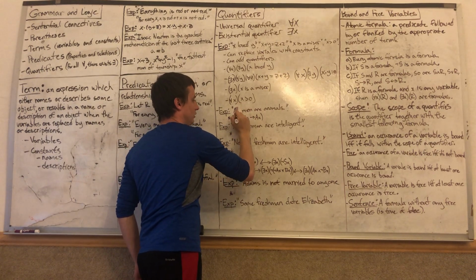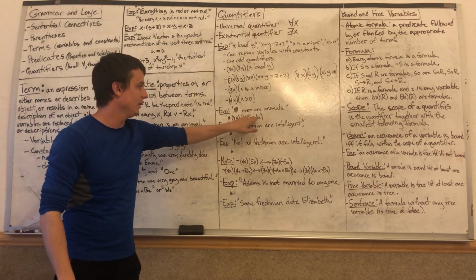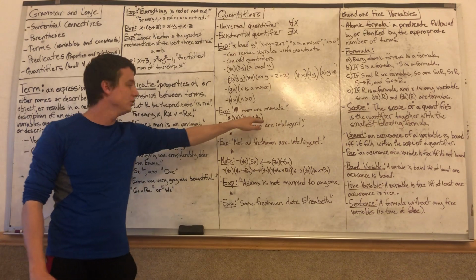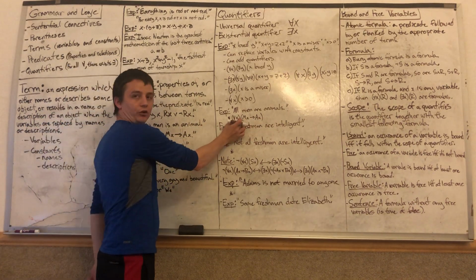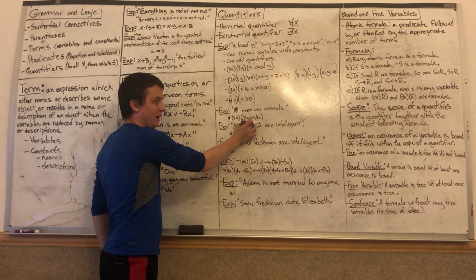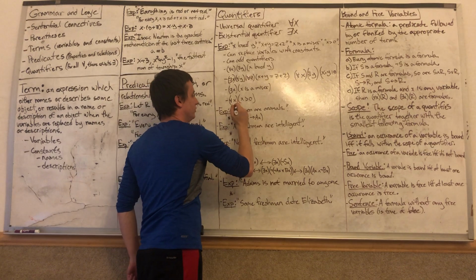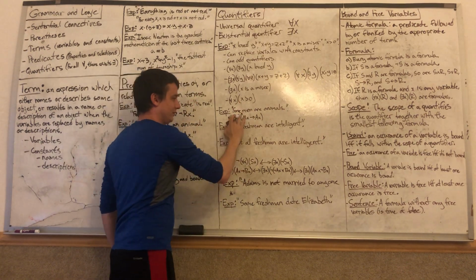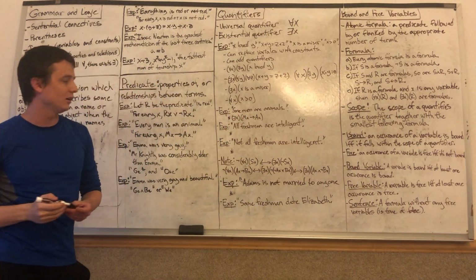This is saying for everything, if it's a man, it's an animal. So what's x? Is x just any object? Yeah. Okay. So for anything, if it's a man, then it's an animal. Right. So when we try to do some men are animals, what's that saying? It's saying there exists something such that if it's a man, it's an animal.